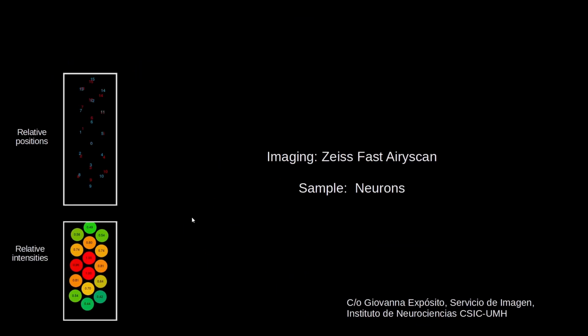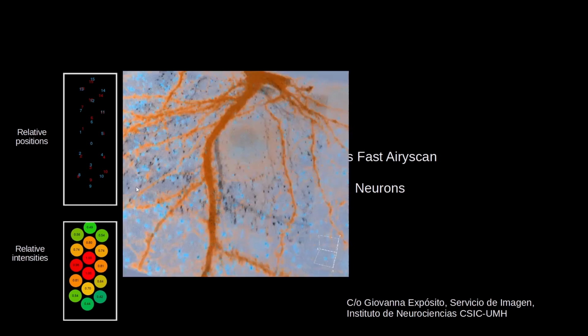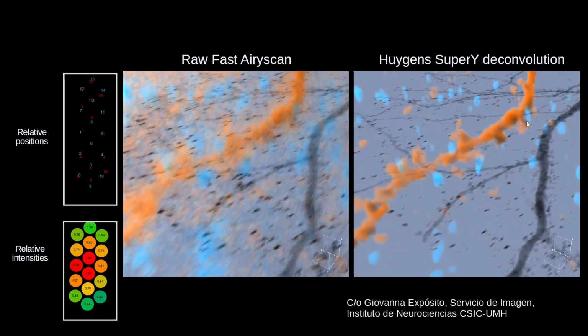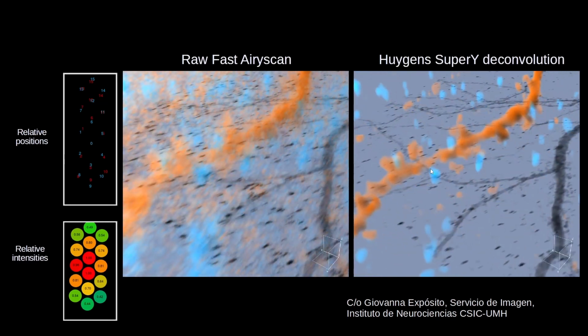And an example of Super Y deconvolution of fast area scan data. We use the relative positions of the image and of course the intensities. And if we look at neurons before and after deconvolution with Super XY, we see that we nicely resolve the neurons with the dendritic spines. And this is thanks to Giovanna Esposito. So more on area scan deconvolution will be in the next webinar that will be broadcast soon.